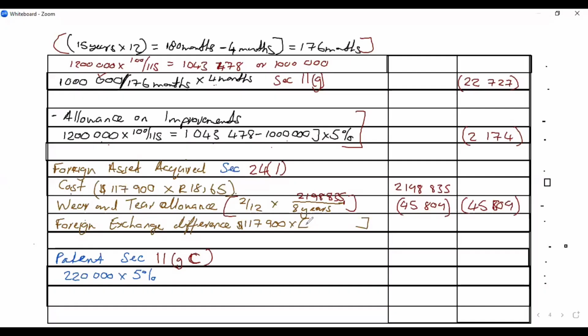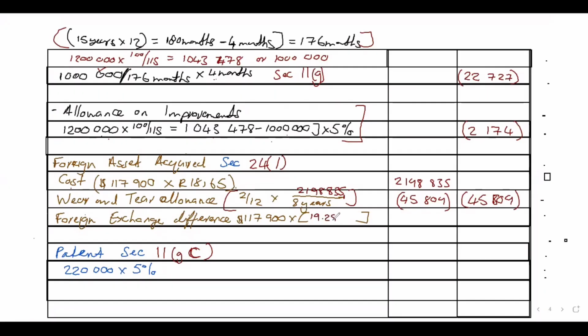So we are going to say 19 rand 25 minus 18.6. So how much do we get? 70,740. It's a loss. So SARS will allow you to claim. If it was a gain, SARS will tax you, so include it. So whether it's a gain or a loss, both ways you include it. So we are done with the assets.